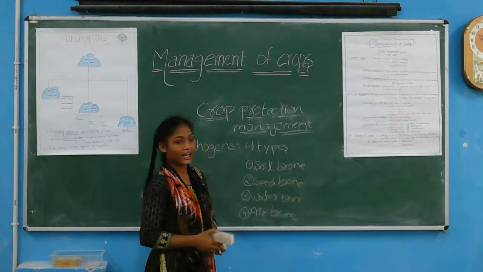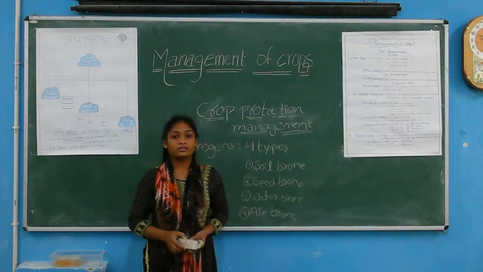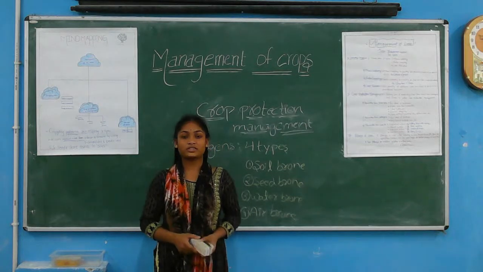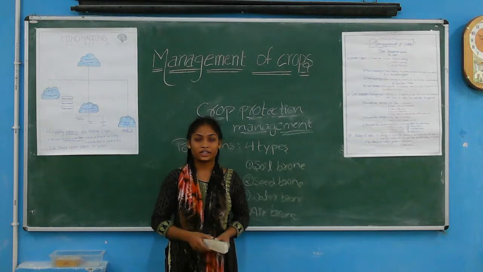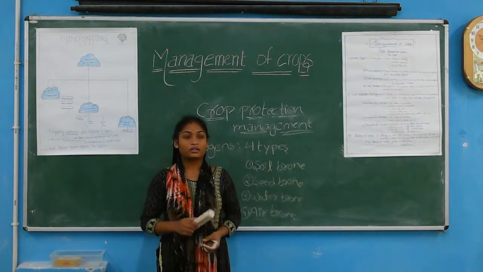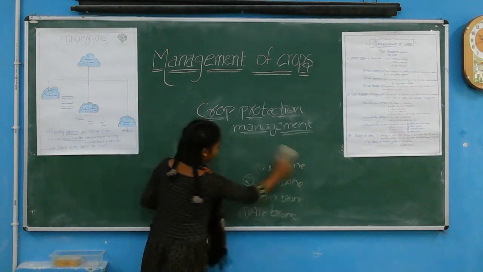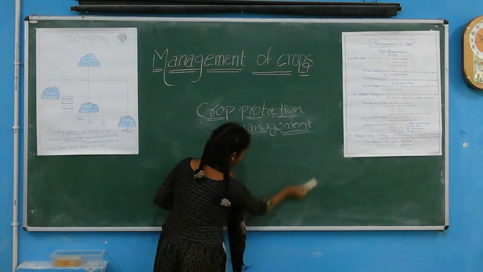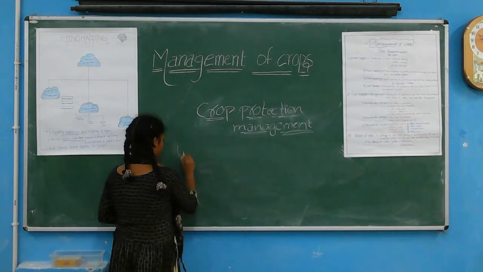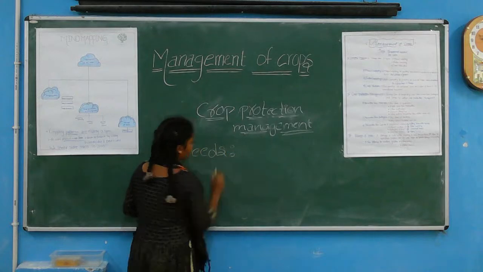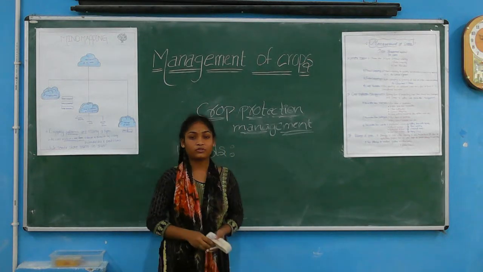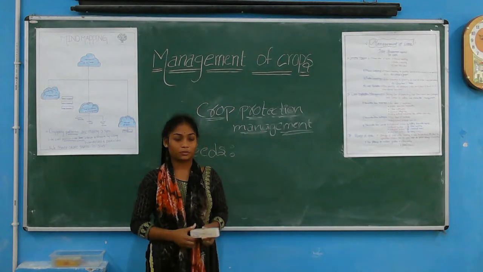waterborne and lastly airborne. And the third topic is weeds, which is the last and final topic, and is most important for protecting the crop. The unwanted plants grown with cultivated crops are called weeds.